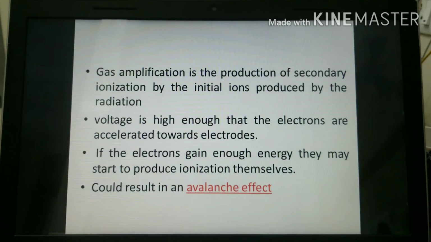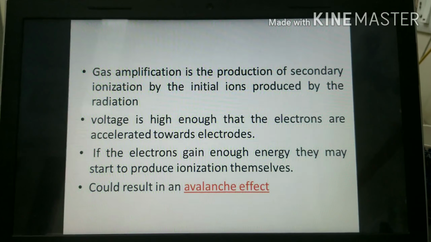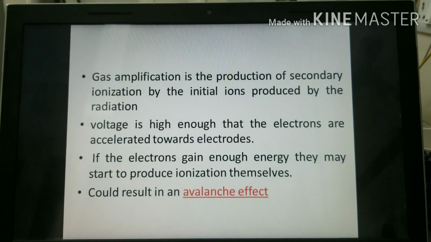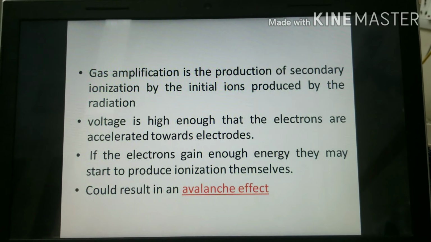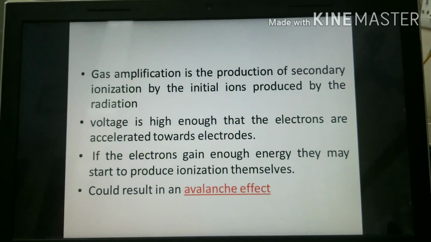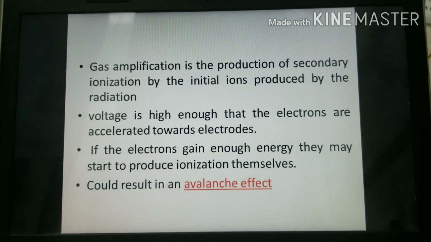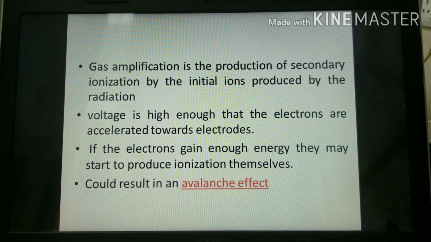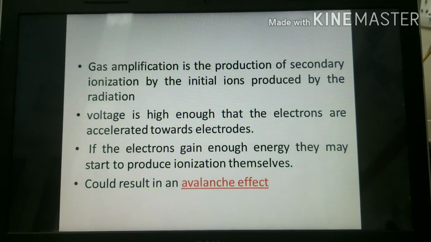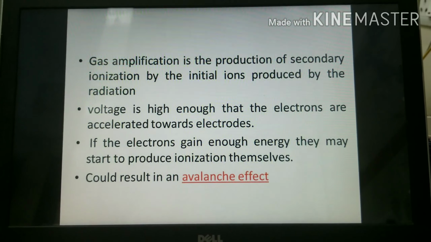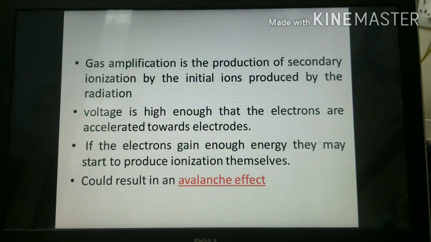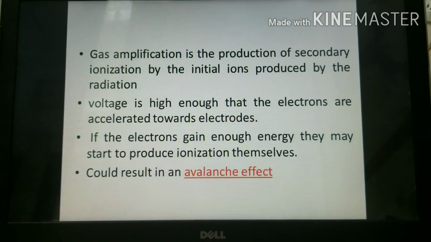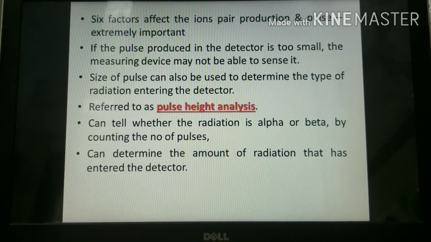Now what is gas amplification? Gas amplification is the production of secondary ionization. When the initial ions are produced by the radiation interacting with the gas, then the particles in the gas will produce secondary ionization. So the voltage should be high enough so that the electrons accelerate towards the electrodes. If the electrons gain enough energy, then they will start to produce ionization themselves. That could result in an avalanche effect.